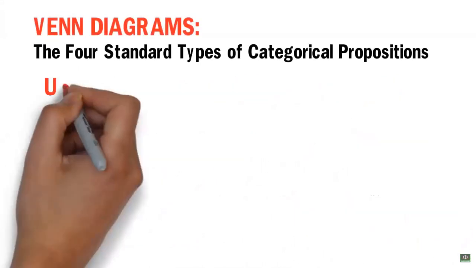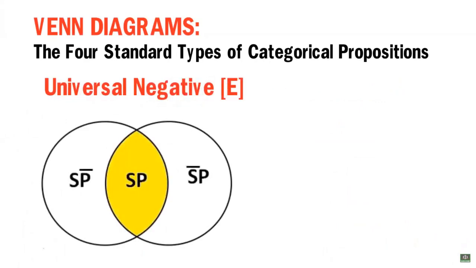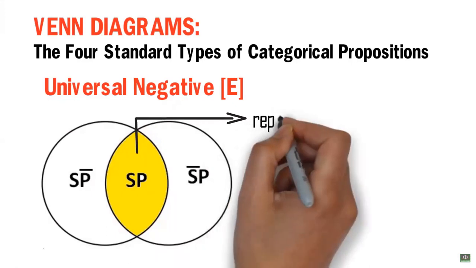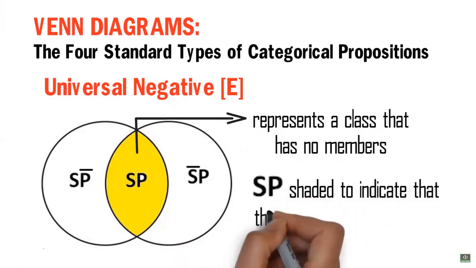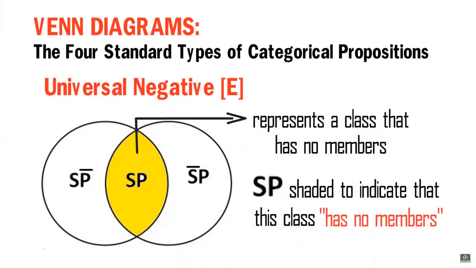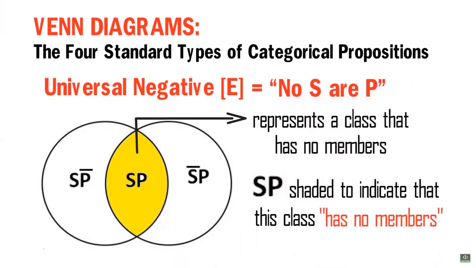Next is the Venn diagram for universal negative E propositions. The shaded area of this Venn diagram represents a class that has no members. Thus, in the Venn diagram for a universal negative E proposition, the area S and P is shaded to indicate that this class has no members. Thus, we say no S are P.